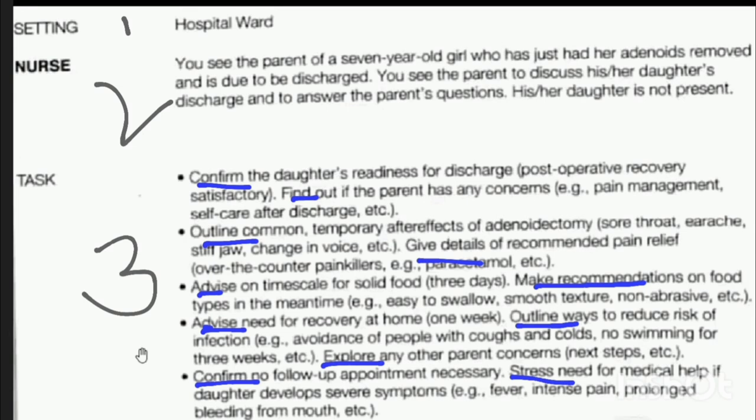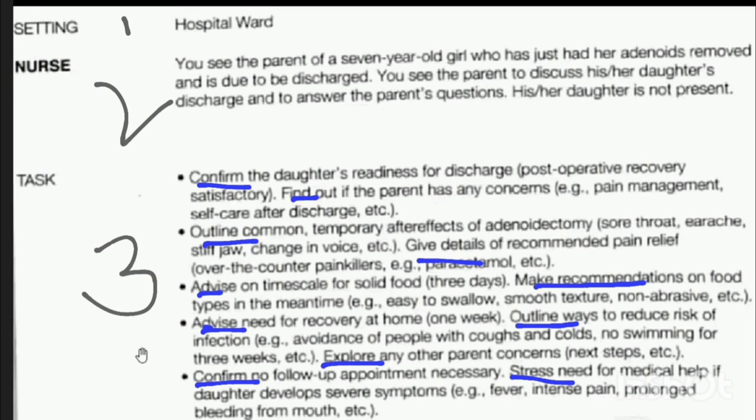Your concern is understandable. I will advise you through the dietary requirement after adenoidectomy. The time scale for solid food is 3 days. So after 3 days, your daughter Mary can take solid food. By the time her wound will heal, and meanwhile, it is highly recommended to provide food types that are easy to swallow. And consider food that has a smooth texture and is non-abrasive to reduce the chance of injury. So this is the sentence.